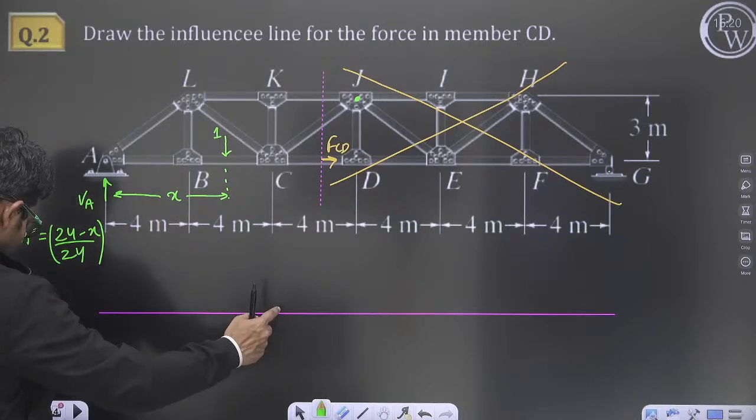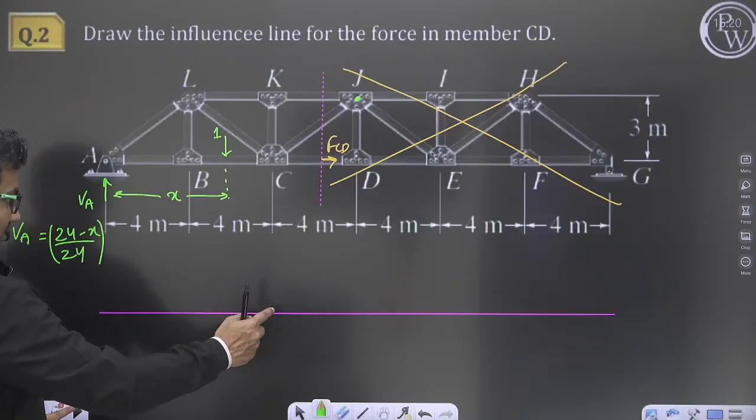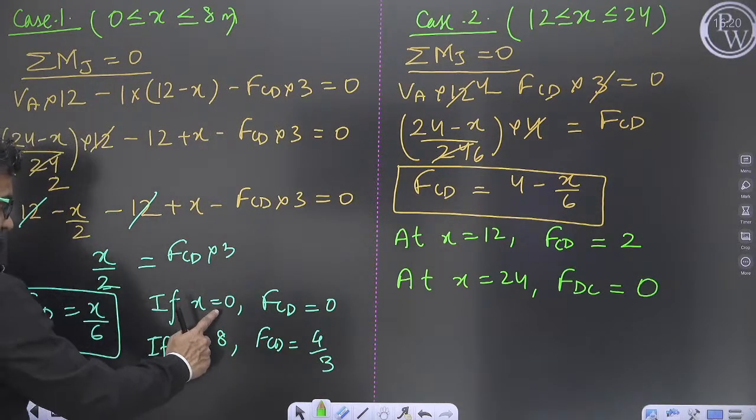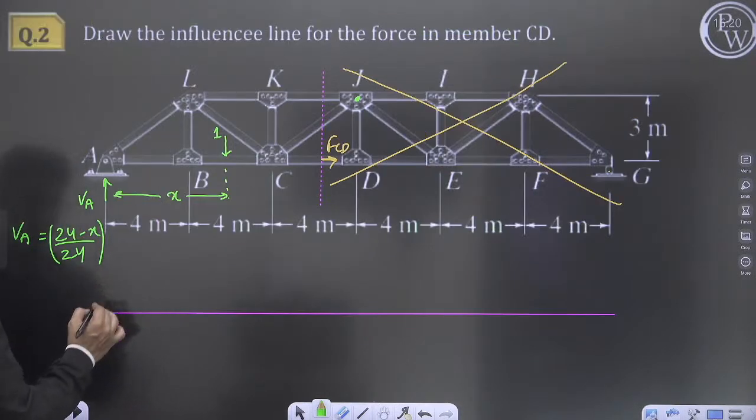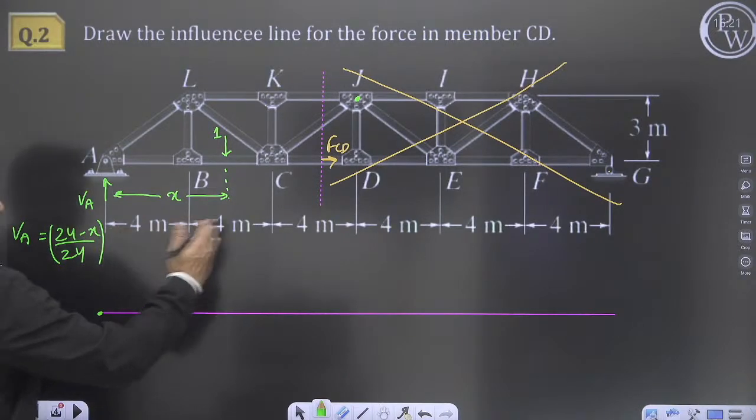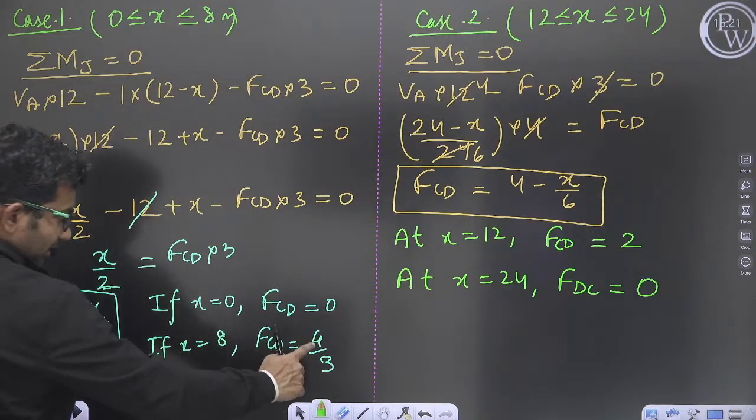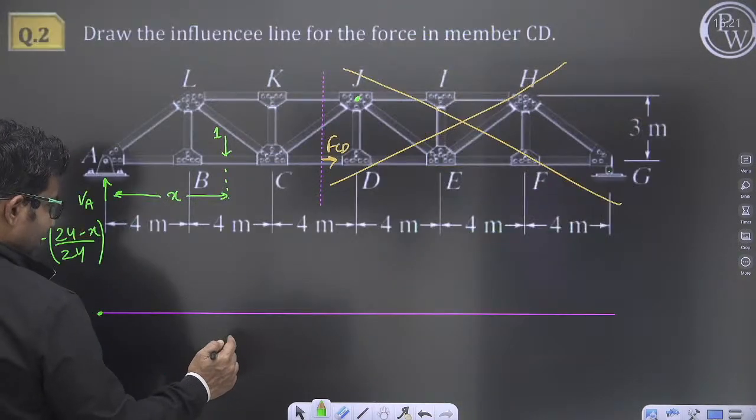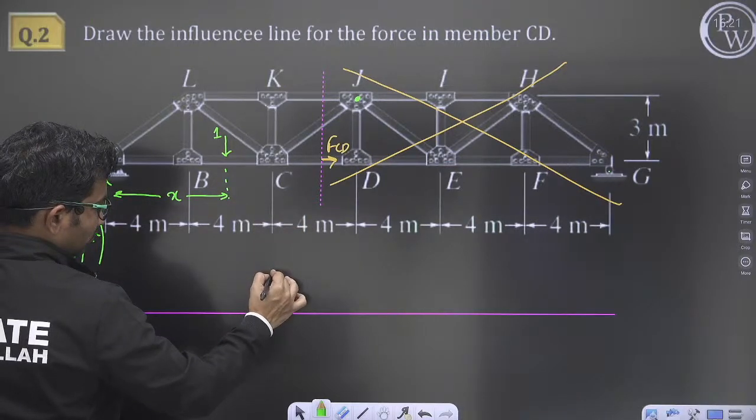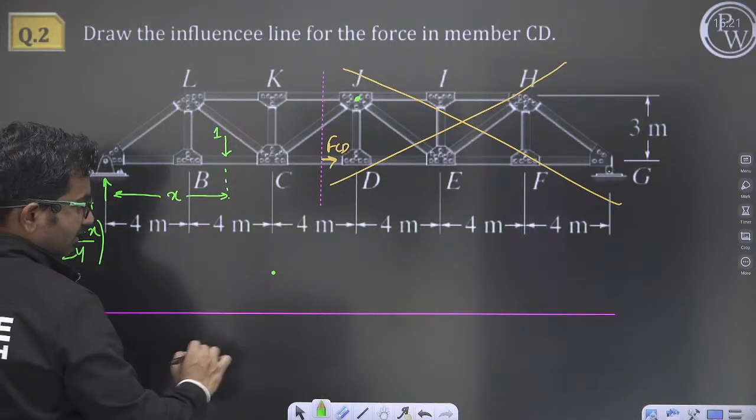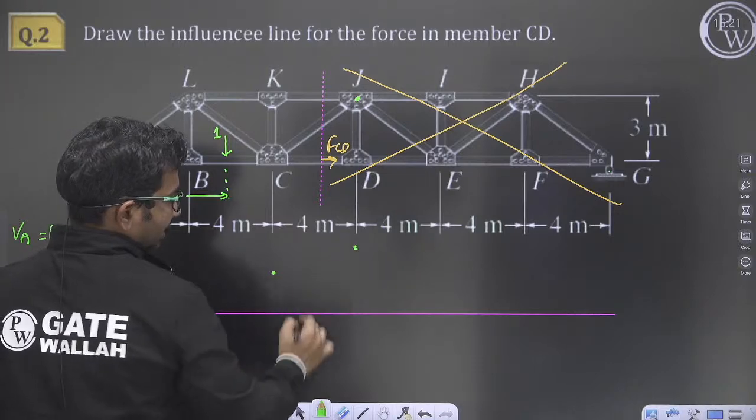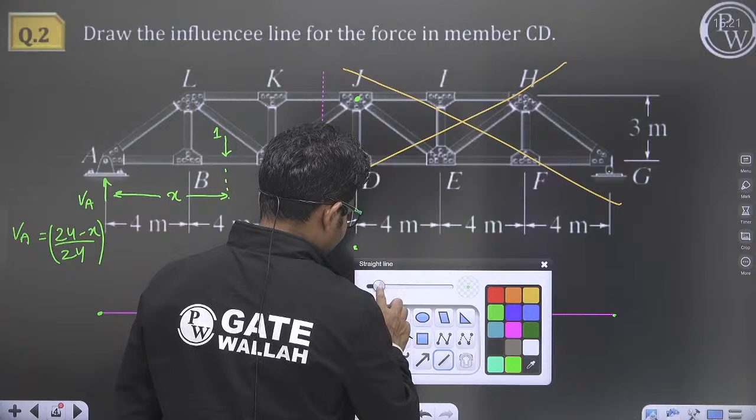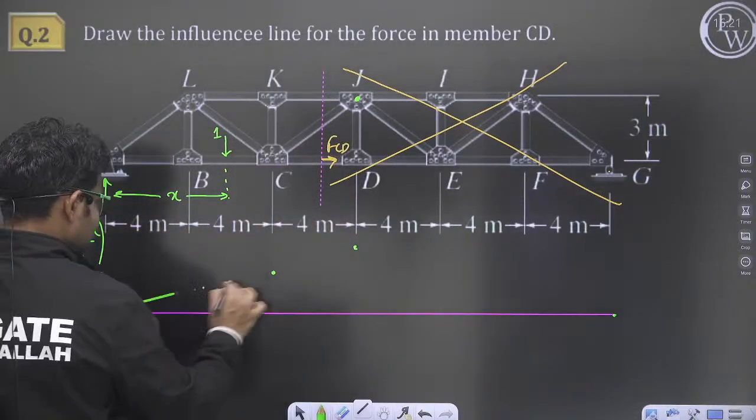At C, if x equal to 0, FCD was 0. At x equal to 8, FCD was 4 by 3. So let us say this value is 4 by 3, and here it is 2, and here it is again 0. If we join all these points by straight lines, we will get variation something like this.